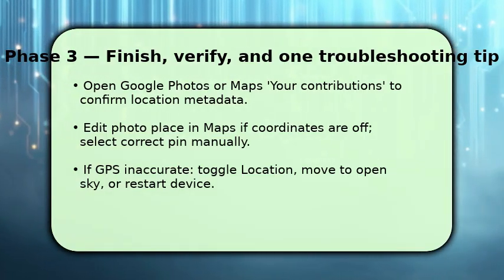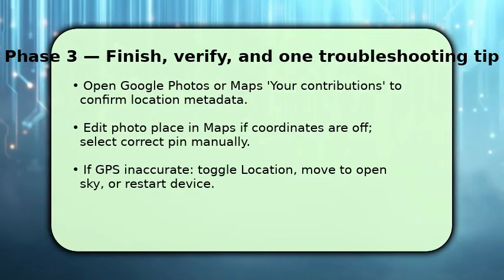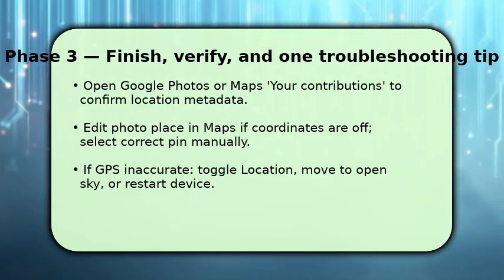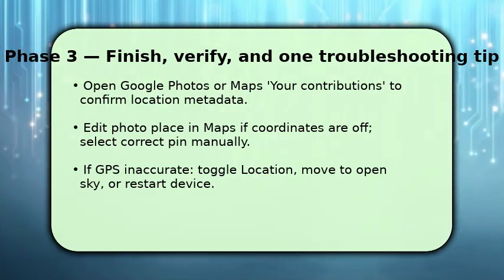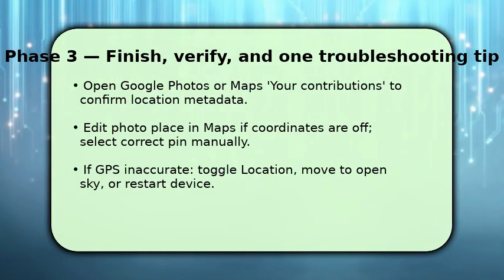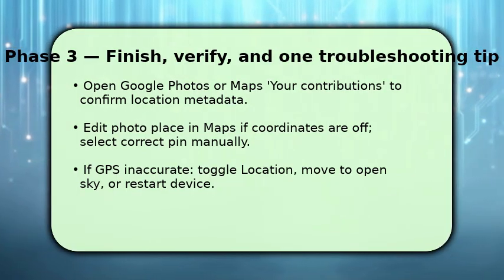If you have trouble, try toggling location, switching to high accuracy, moving to an open area, or restarting the device. This usually fixes GPS drift. Make sure app permissions remain enabled so future photos keep their location.